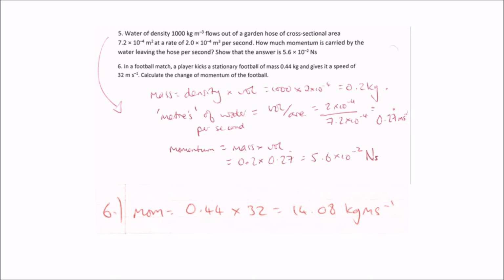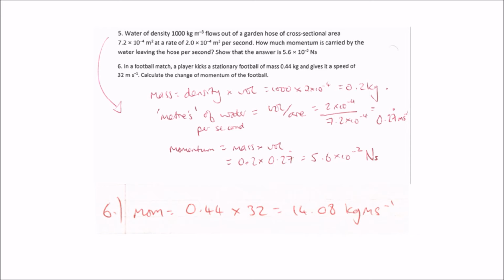It gives you the density of water, which you should already know. It gives you the cross-sectional area of the hose pipe it is flowing out of and the volume per second. How much momentum is carried by the water leaving the hose per second? Now it tells you what the answer is, you just had to get there.